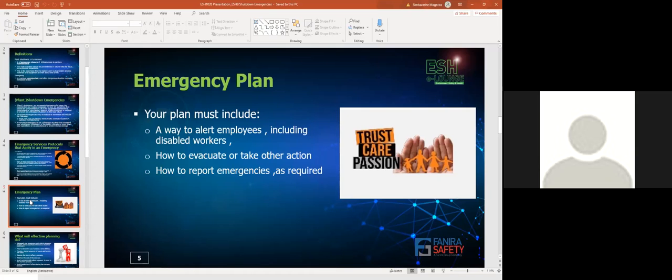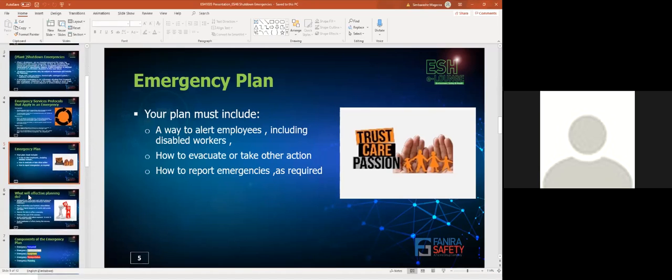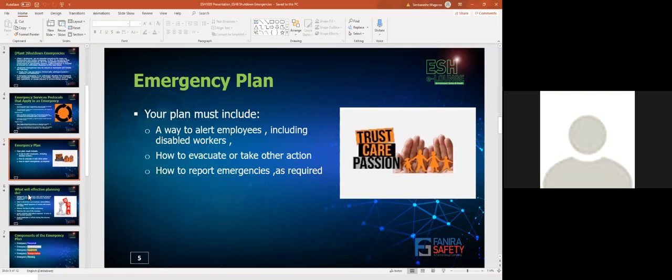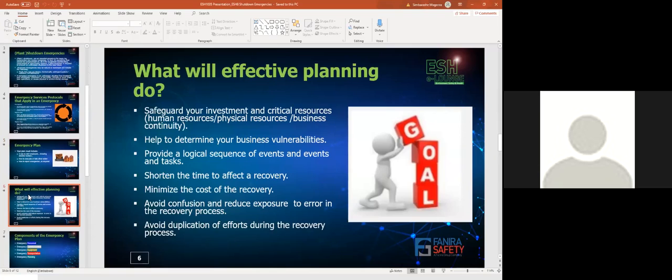Let's always ensure that we put in consideration how we should report the emergencies as required. And for the plan to be effective, we should also ensure that we safeguard our investments in crucial resources, our human resources, our physical resources, be it business continuity. We should also help to determine our business vulnerabilities and shorten the time to effective recovery. And let's also ensure that we minimize the cost of the recovery when we are doing the emergency planning.